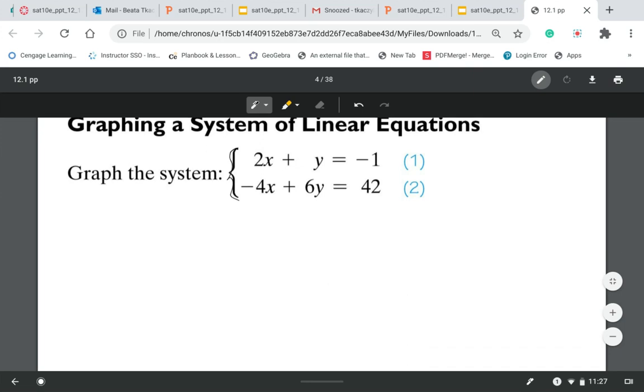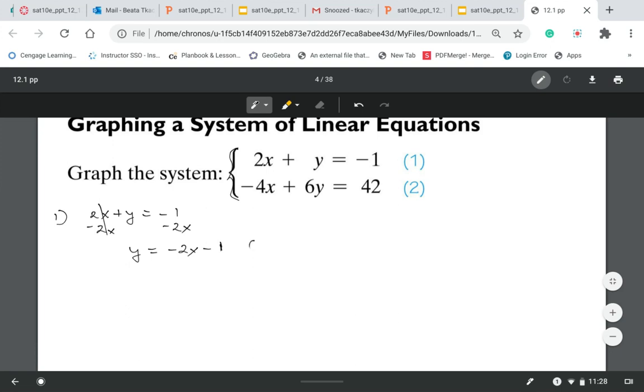Okay, so let me rewrite the first equation. 2x plus y equals -1. It's an equation of a straight line. I want to graph it, so I'm going to solve this for y. I will subtract 2x from both sides, and we will end up with y equals -2x minus 1.